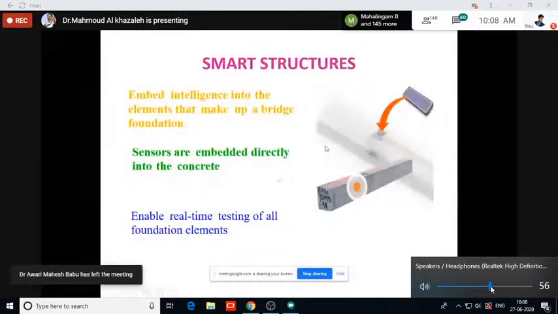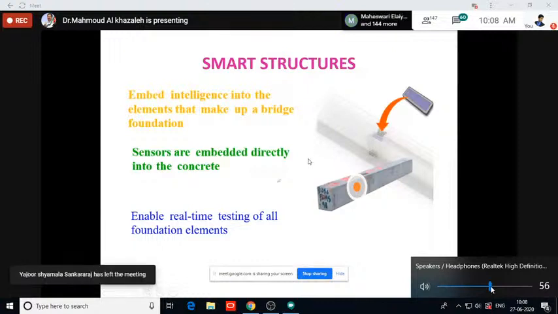Now the smart structure, which is the future of construction technology, having sensors that enable the civil engineer to study the behavior of the structure under loading. They can build the sensors in the foundation, in the structure, in the columns, in the beams, in any place of the structure, and they can connect them with the smart system in the house, in the building, for future smart houses and smart buildings.